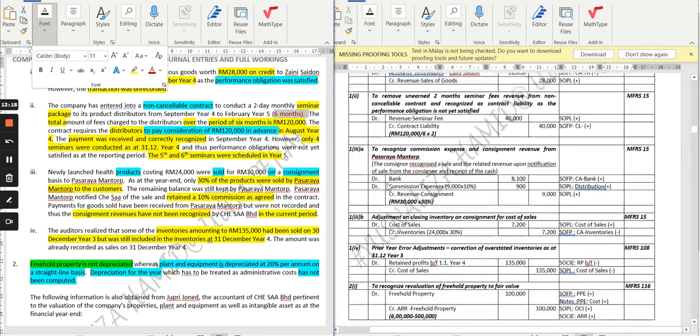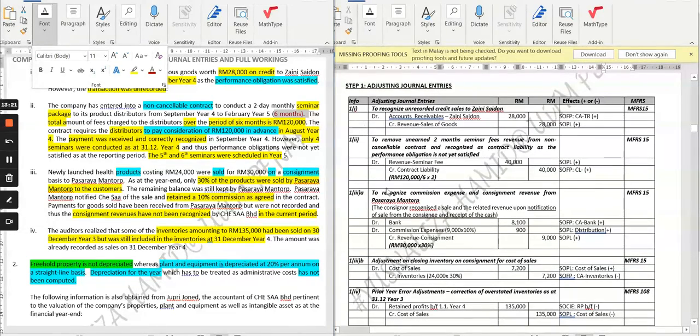So if you were to recognize this, you can see here the information 138, I put a journal here. To recognize the commission expense, you need to do one journal entry, and also to recognize the consignment revenue. For the commission expense, it is actually 10%, right? 10% of 9,000. The 9,000 here is 30% of 30,000, so you will have 9,000. Out of that 9,000 that has been sold off, the 10% commission is 900.